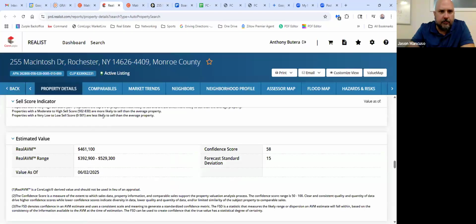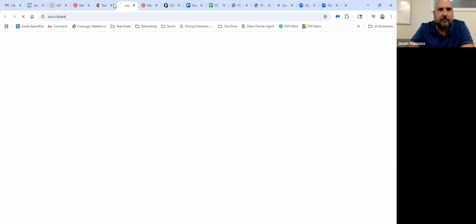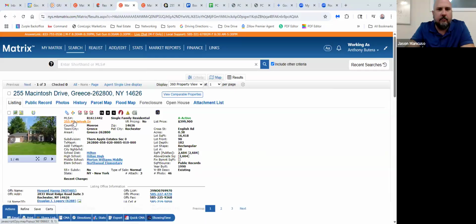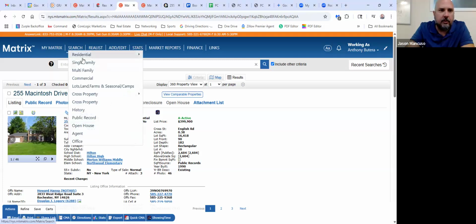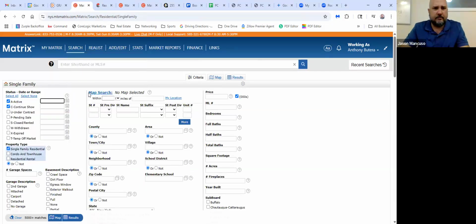So I'm gonna start with just taking a look at this property itself and get familiar with the neighborhood. So I know this is Hilton Schools, and this is Greece with Hilton Schools, this type of neighborhood over here on North Greece Road and English Road, in between Lada and English. So what I would do is I'm going to do a search here.